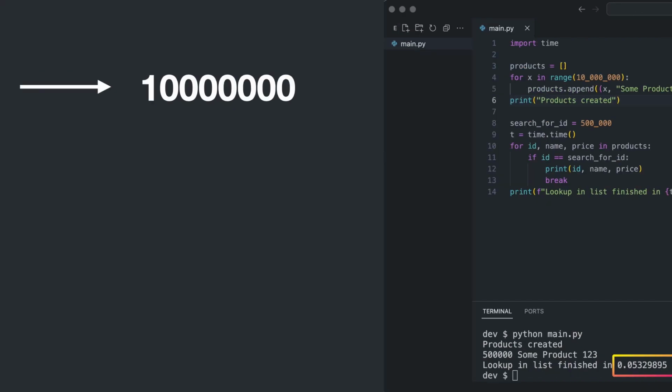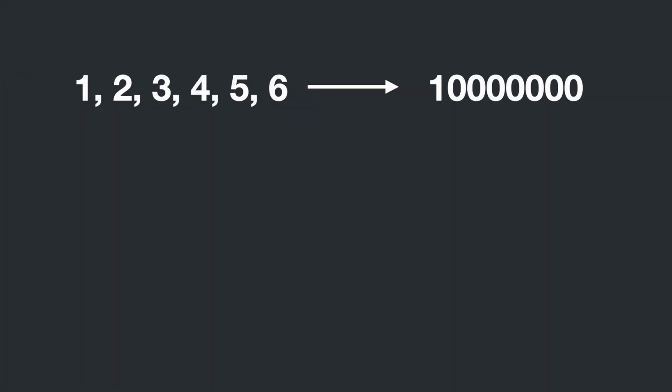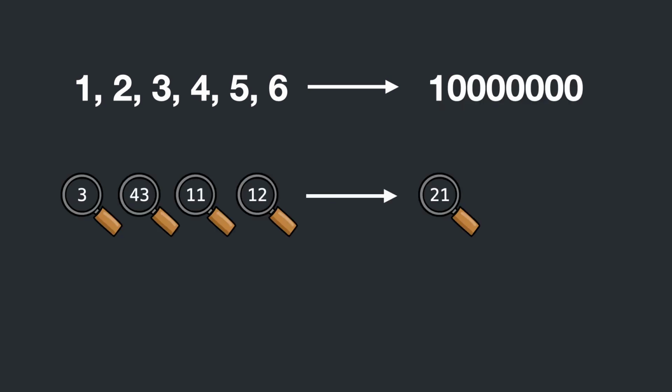But everything is relative, of course. What if the list of products grows even further? Or instead of one search, you need to search many products. Suddenly the computer needs to do many things times many other things. At some point, the lookup will become a problem.